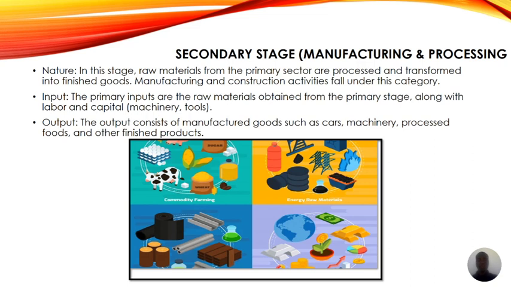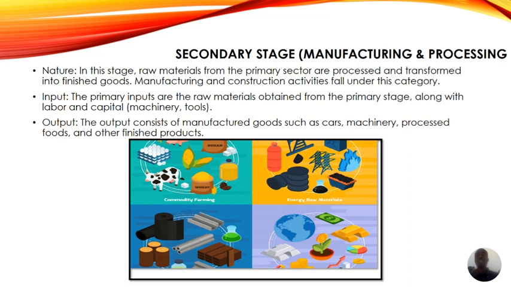Then we look at the inputs. The primary inputs are the raw materials, as you know, which are obtained from the primary stage, because that is the first stage of production, along with labor and capital. This is the machinery and the tools which are used to carry out the production process. Then we look at the output. The output consists of manufactured goods such as cars, machinery, processed foods, and other finished goods. This is whereby we have reached a point where goods are now ready for consumption.